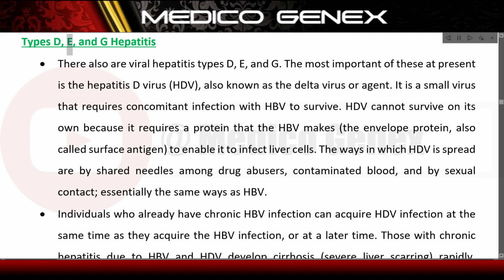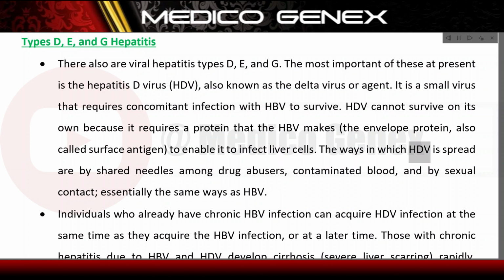Types D, E, and G hepatitis. There also are viral hepatitis types D, E, and G. The most important of these at present is the hepatitis D virus, HDV, also known as the Delta virus or agent. It is a small virus that requires concomitant infection with HBV to survive. HDV cannot survive on its own because it requires a protein that the HBV makes, the envelope protein, also called surface antigen, to enable it to infect liver cells.